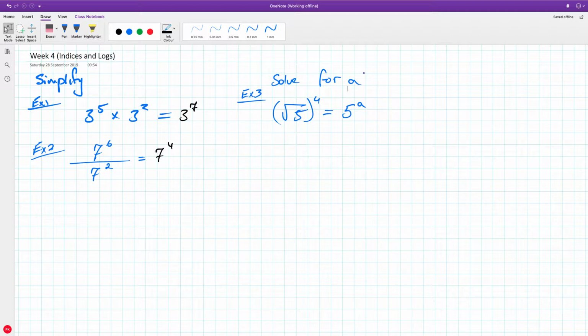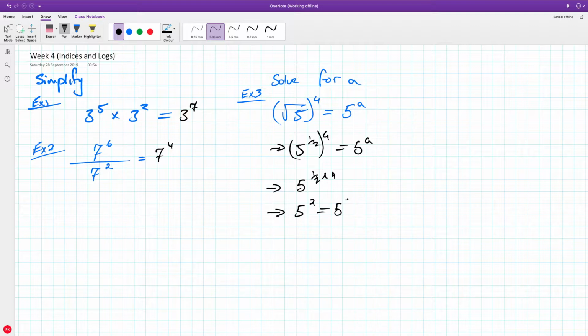Let's look at it. So, root 5 becomes 5 to the power of a half. The power of 4 is equal to 5 to the power of A. Then, power raised to power, what do we do? We multiply. A half multiplied by 4. That's 5 to the power of 2 is equal to 5 to the power of A. Therefore, A is equal to 2. That's it. Alright.